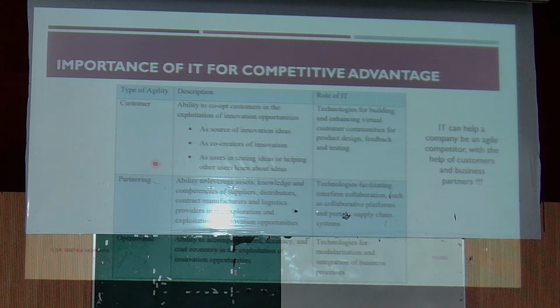So the point is that augmented reality and virtual reality can really help, that is the role of IT in customer agility. It can really help in getting an idea of what customers' expectations are. It can act as a contract between customers and the providers by making them come on a common platform. They both can come on a common platform.